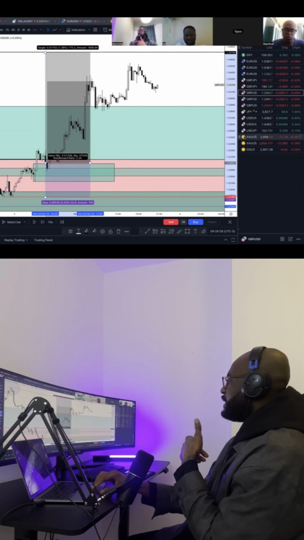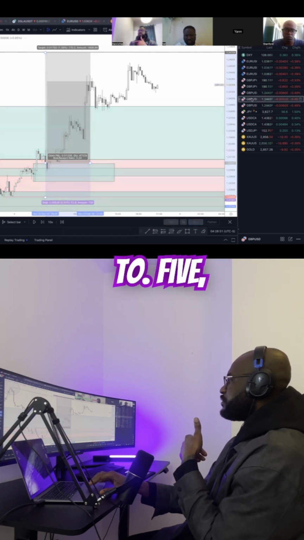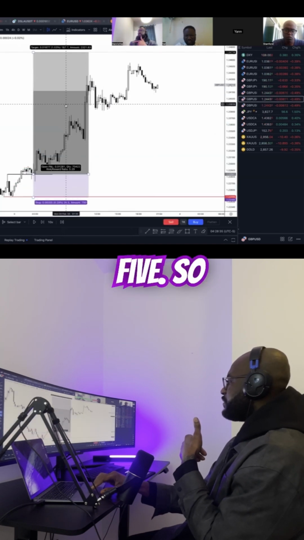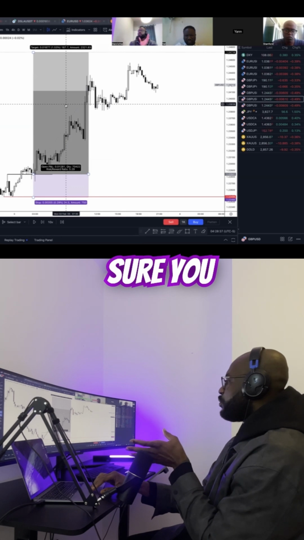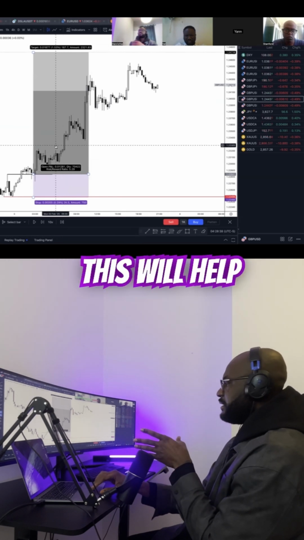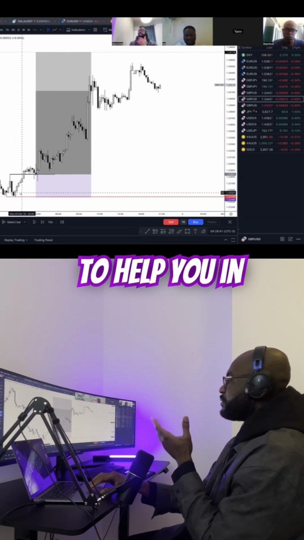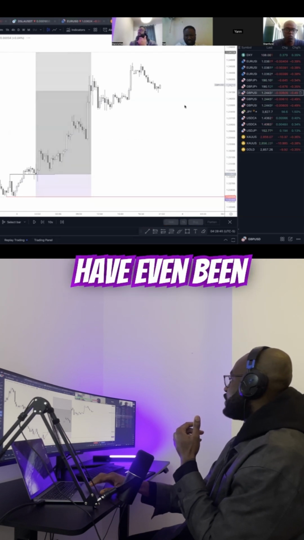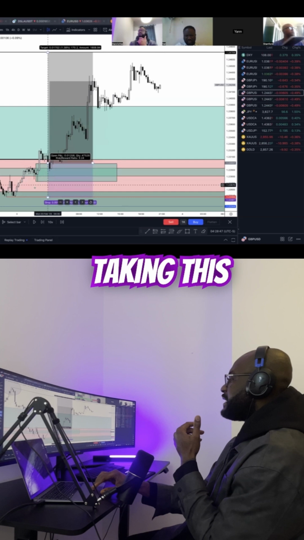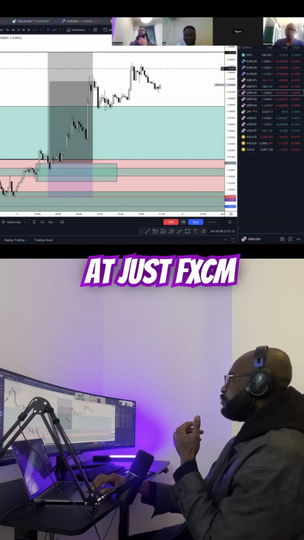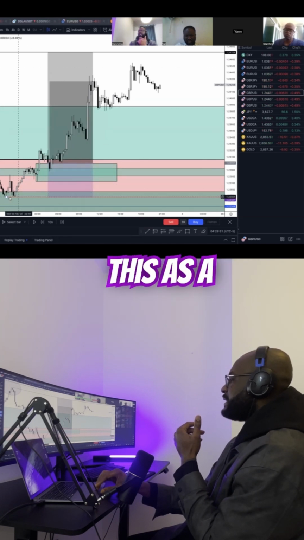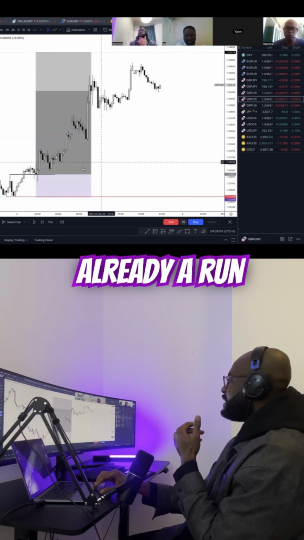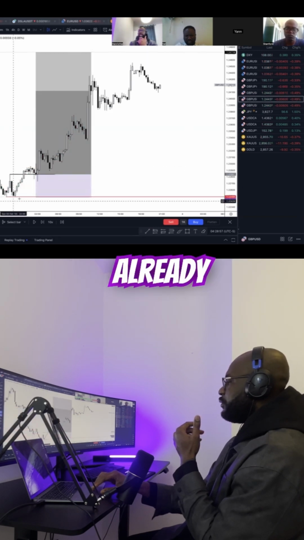Using Oanda, you would have had a 1:5. Yes, a Mr. 1:5. So always make sure you compare the data feed. This will help you immensely in setting your stop loss. You could even have been skeptical about taking this trade if you were looking at just FXCM, because you'd see this as a relative equal low without knowing that a run on liquidity had already happened here.